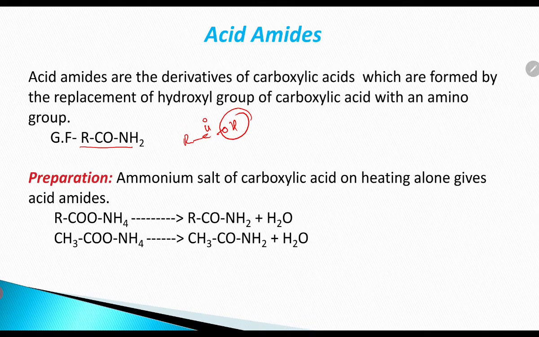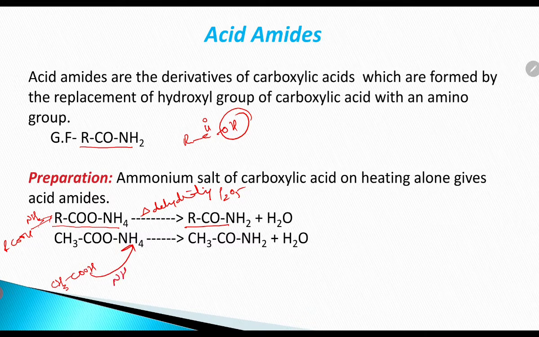Preparation. Ammonium salt of carboxylic acid on heating alone gives acid amides. Actually, this is obtained when carboxylic acid is treated with ammonia. First, when carboxylic acid is treated with ammonia, the ammonium salt of the carboxylic acid is obtained. This salt on heating, in the presence of dehydrating agents like phosphorus pentoxide, loses a water molecule and gives rise to amides.